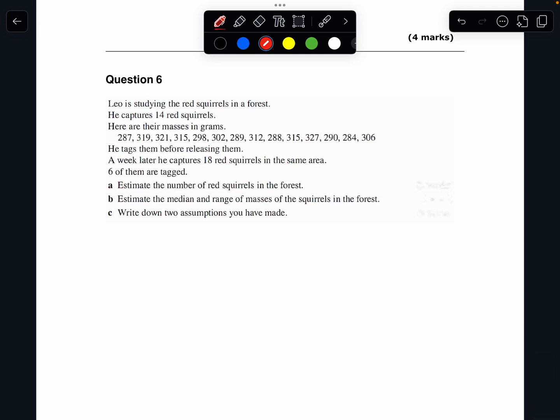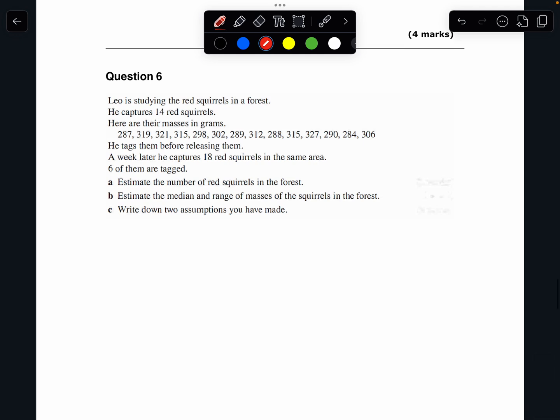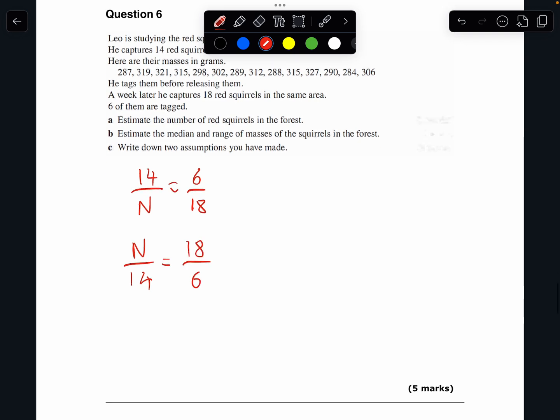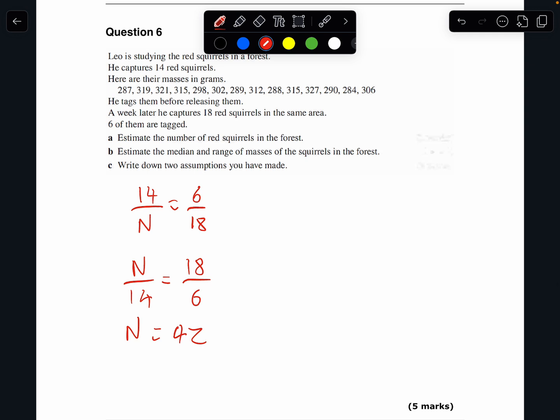Good old Leo. He's studying the mass of red squirrels. A lot of people did this right, which was nice to see. We can do 14 over n is equal to 6 over 18. So at this point, I can flip both sides over to get n over 14 equals 18 over 6. So n is equal to 42, right? Times by 14. This here is 3, so fine. Okay. So that's A. For part B, we're going to just use the data here.